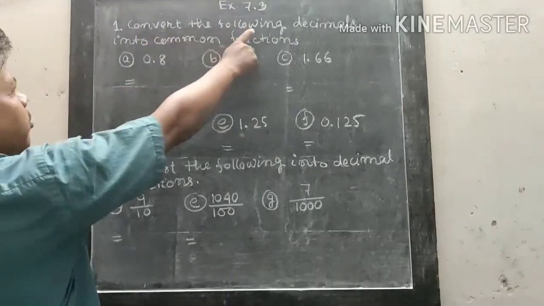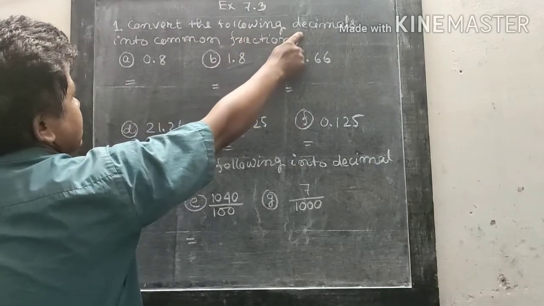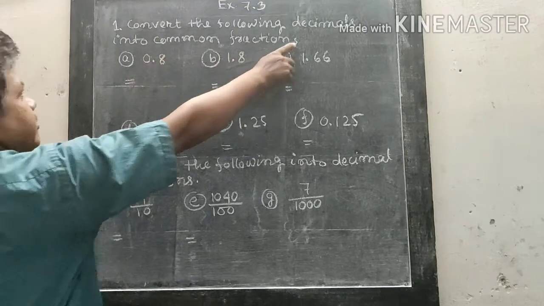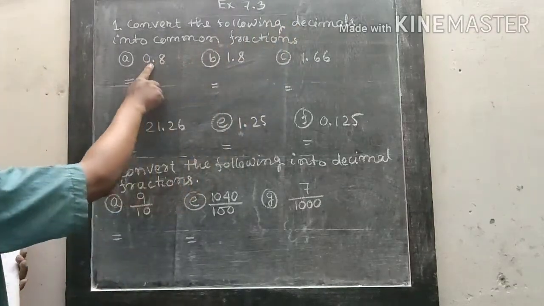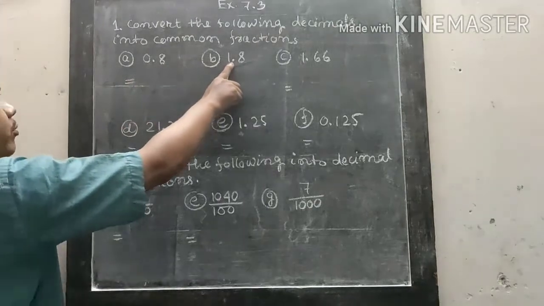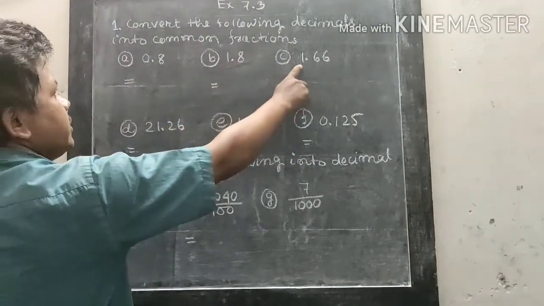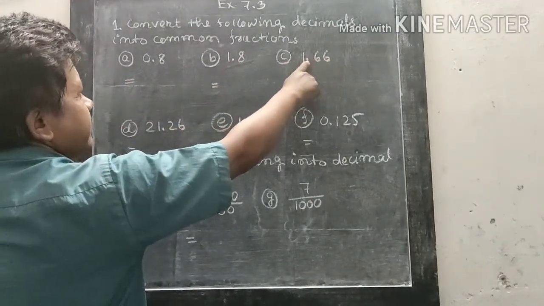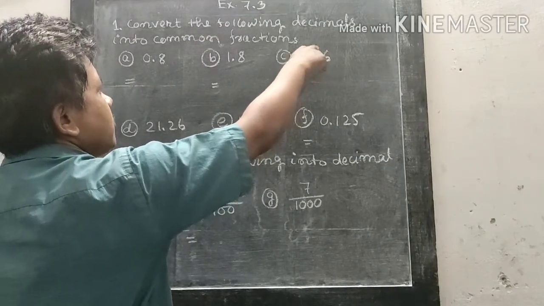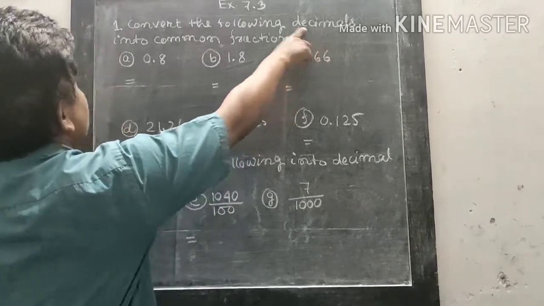Convert the following decimals. Why is this number called a decimal? Because we have seen a point is there. Here also a point is there. If a number has a point, then this number is called a decimal.